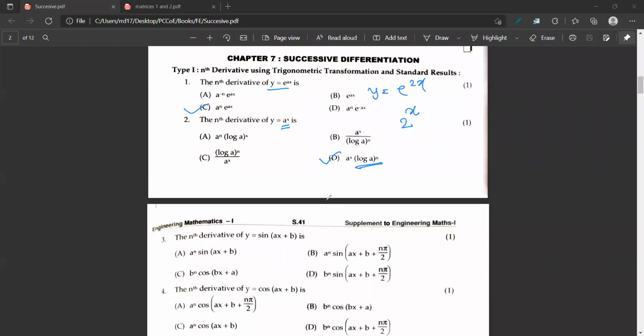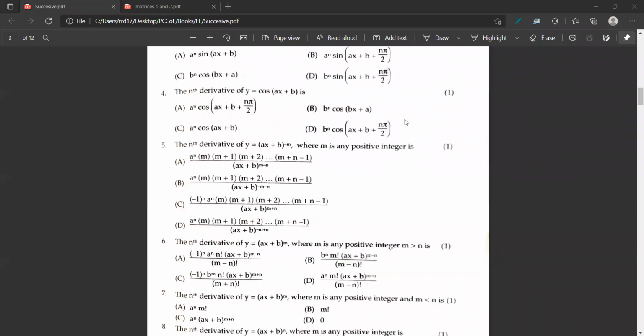Now what is the nth derivative of y is equal to sine of ax plus b? It is a raised to n into sine of ax plus b plus n pi by 2. And for cos, it is a raised to n into cos of ax plus b plus n pi by 2. Understood? Okay, fine. So let's go to the next formula.